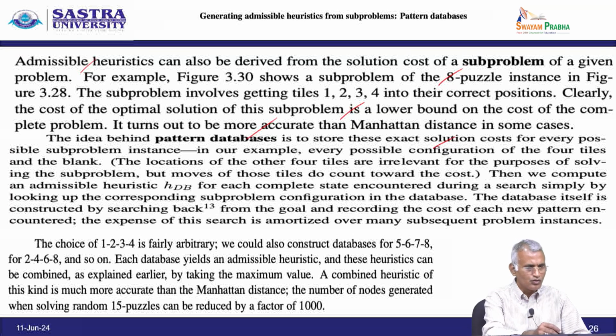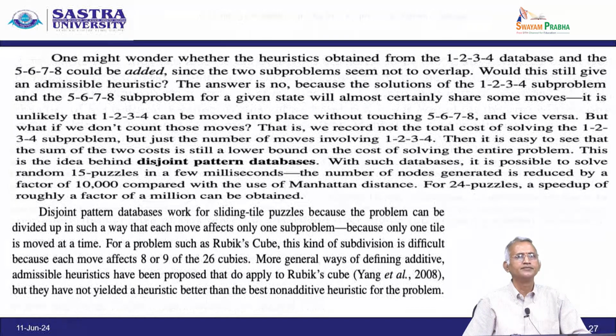So, the choice of 1, 2, 3, 4 is fairly arbitrary. We could also construct databases for 5, 6, 7, 8, for 2, 4, 6, 8, and so on. Each database yields an admissible heuristic, and these heuristics can be combined, as explained earlier, by taking the maximum value. A combined heuristic of this kind is much more accurate than the Manhattan distance. The number of nodes generated when solving random 15 puzzles can be reduced by a factor of 1000.